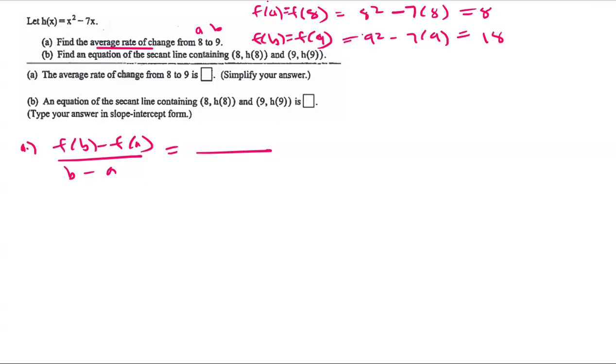Okay. So f of 9 minus f of 8 over 9 minus 8. So f of 9 was 18. F of 8 was 8. And then 9 minus 8 is 1. So 18 minus 8 is 10, divided by 1 will give us 10. So that's the average rate of change, okay, is 10.